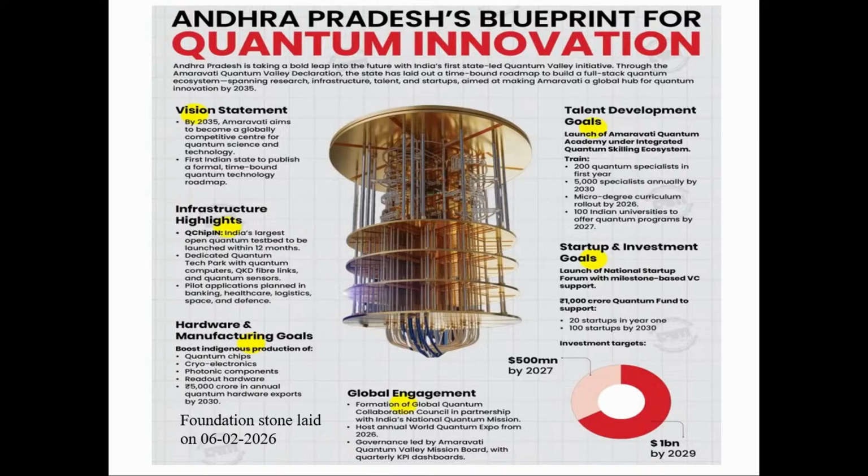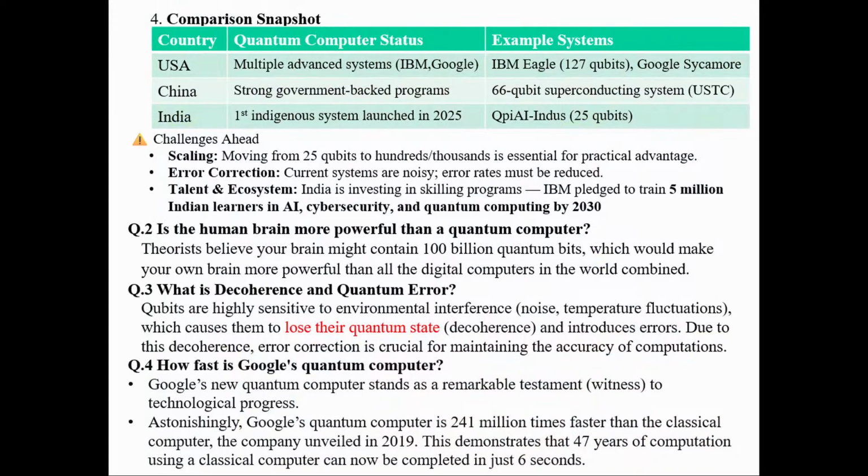Actually, by 2027, the AP government, maybe with the center, is going to set up this 500 qubit center. The foundation stone was already laid this month, on 6th February, and the vision is that by 2035 Amravati aims to become a globally competitive center for quantum science and technology. That is the main aim, and these are the layered structures, which I will explain a little later, along with why we have to have a layered structure. And this is the present scenario in the world.